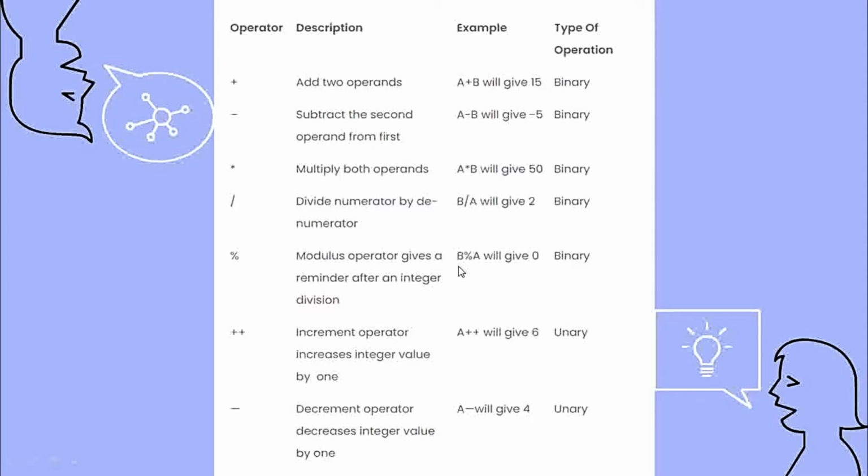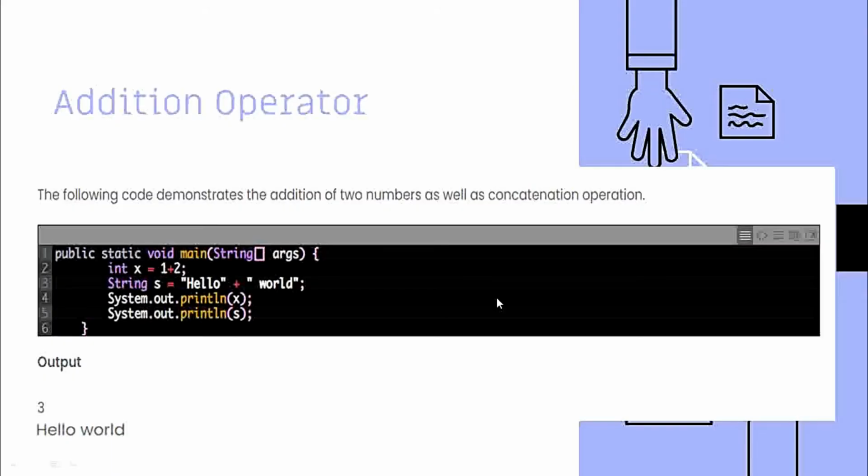So the very first operator is the addition operator. The plus operator or addition operator is used for addition of two numbers. In addition to adding two numbers, the addition operator is also used for string concatenation. That is, it's also used for mathematical purposes as well as to concatenate two strings. The following code demonstrates the addition of two numbers as well as concatenation operation.